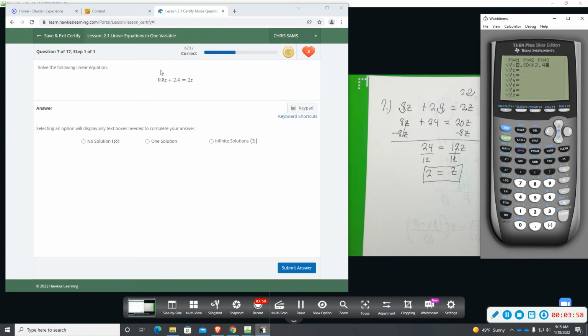Alright, so this is the left side of the equation. Alright, I'm going to arrow down. So for my second equation, I'm going to put the right side, which is just 2z, or in my case, I'm going to put 2x. Okay, once that happens, I'm going to hit graph.